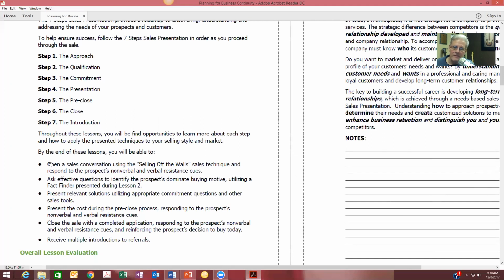Selling off the wall is a very specific psychology of engaging people in the things that matter to them. So you're going to be able to walk away with that. It's a sales technique that's been used for years. It's kind of a lost art, and I'm going to teach that to you.